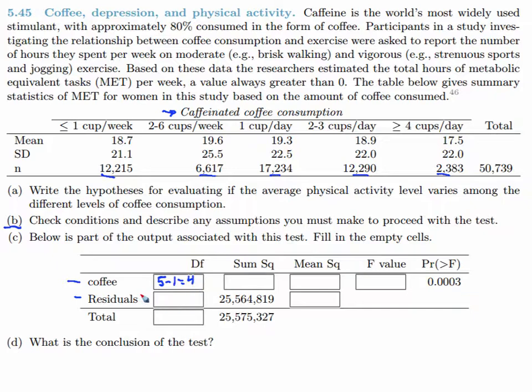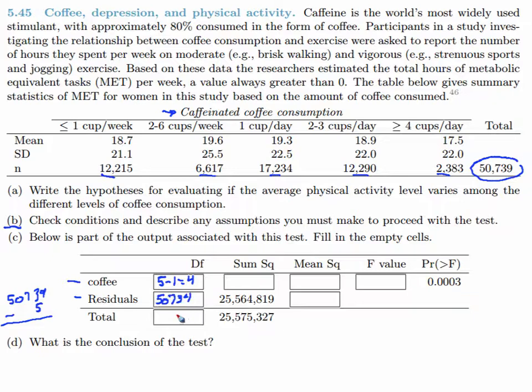Degrees of freedom residual, to calculate that, we've got to take the grand total, which in this case is 50,739, okay? And we're going to subtract from that the number of categories. So that's 50,739, and we're going to subtract 5 because we have 5 categories. I'm going to go ahead and get rid of all that because it's kind of in the way. So let's do that over here. 50,739, and you're going to subtract from that 5, which is your number of categories, okay? And so when you do that, you're going to get 50,734.